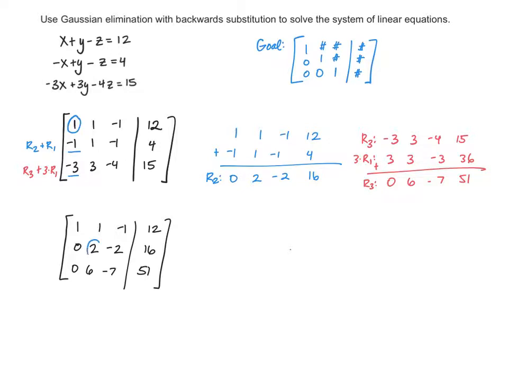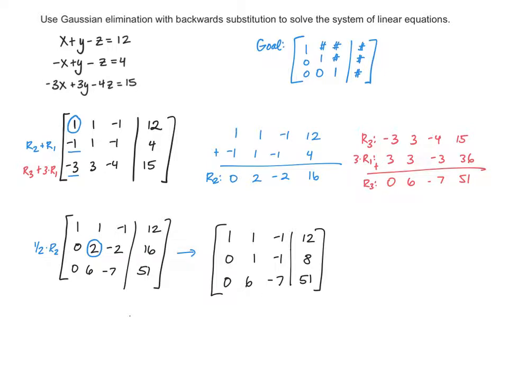I first want to focus on turning this entry into a 1. So since it's currently a 2, the way that I can do that is by taking 1/2 times this current row 2. So each entry in row 2 is going to get multiplied by 1/2. So this is going to give us the new matrix of 1, 1, -1, and 12. Multiplying by 1/2, we now have 0, 1, -1, and 8. Row 3 is unchanged, 0, 6, -7, and 51. So as we look at our matrix, the first column is set.